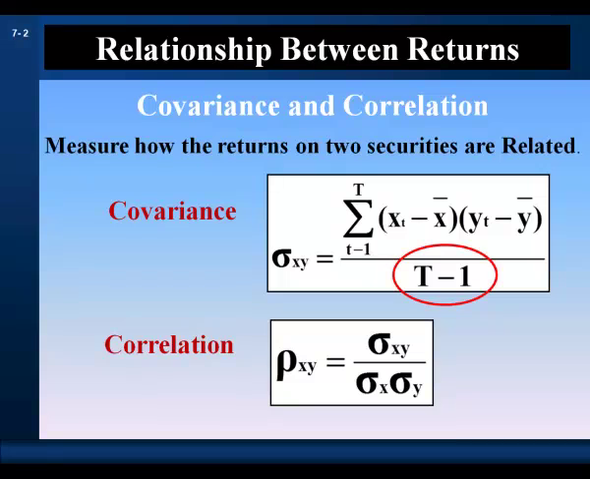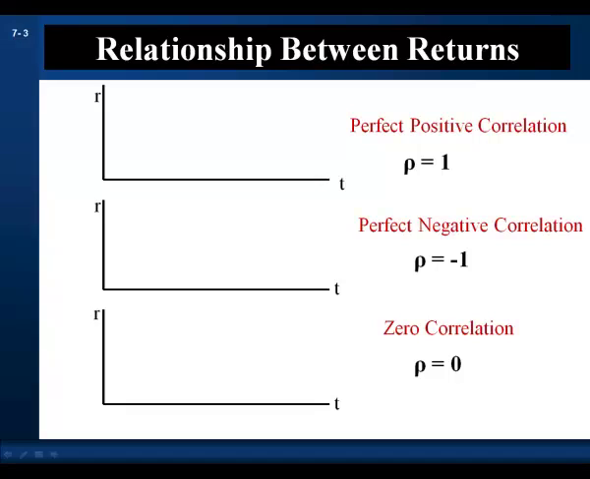However, the size of the number is difficult to interpret, and like variance, covariance is in squared unit deviations. Correlation standardizes covariance by dividing it by the standard deviations of the two securities. It allows us to better measure the degree to which two returns move together or in opposition. The correlation coefficient will vary between +1 and -1.